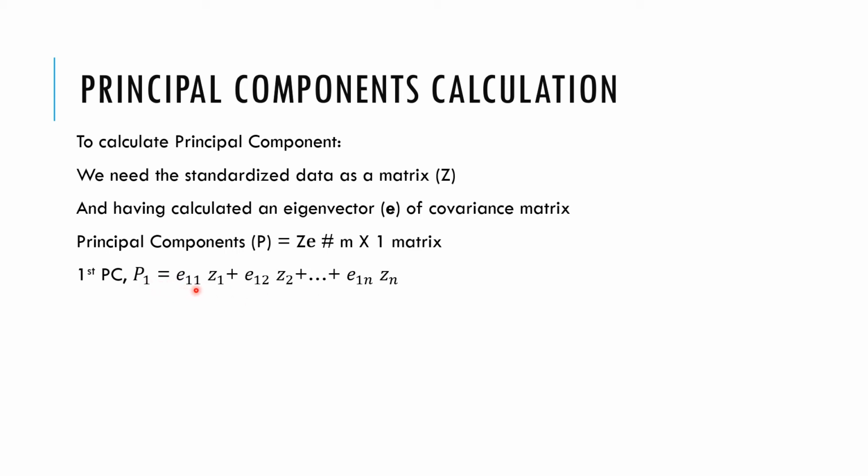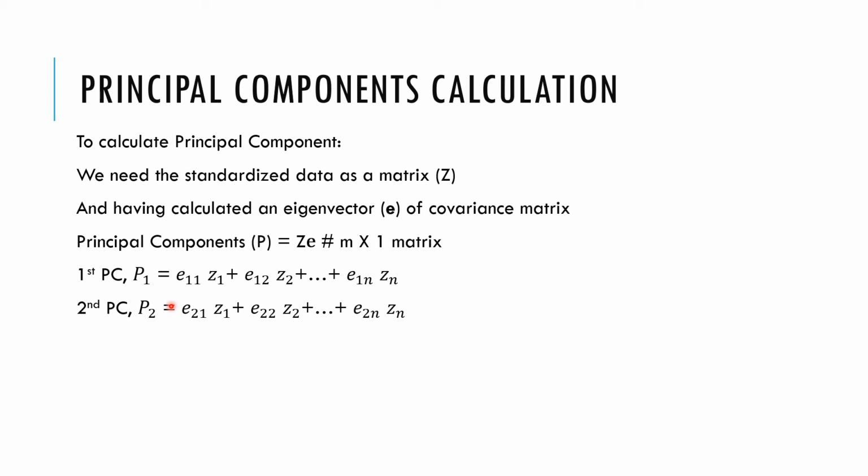E11 is the first value of the first eigenvector, then the second value of the first eigenvector, and the nth value of the first eigenvector, right? It gets multiplied by each column, where N is the column. So the eigenvector values are getting multiplied by all the variables in the standardized data. That's what you're getting.